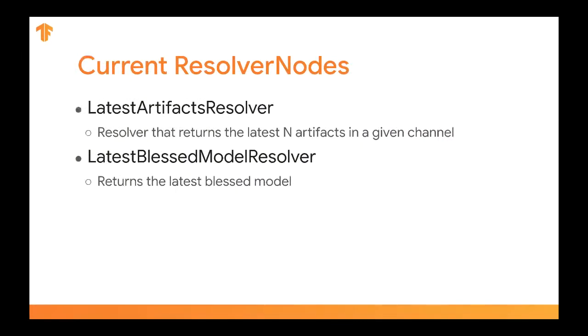There are 2 types of resolver nodes currently. The one we just looked at, the latest artifact resolver, and the latest blessed model artifact resolver, which is used, for example, by Evaluator to look at the model that you currently have in production. So it's going to pull the latest blessed model and compare that to the model that you've just finished training.